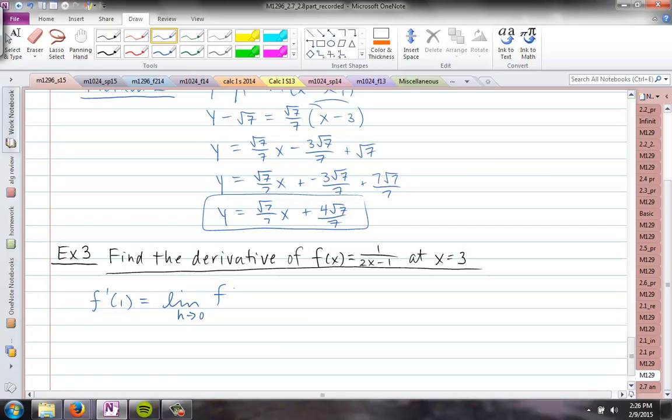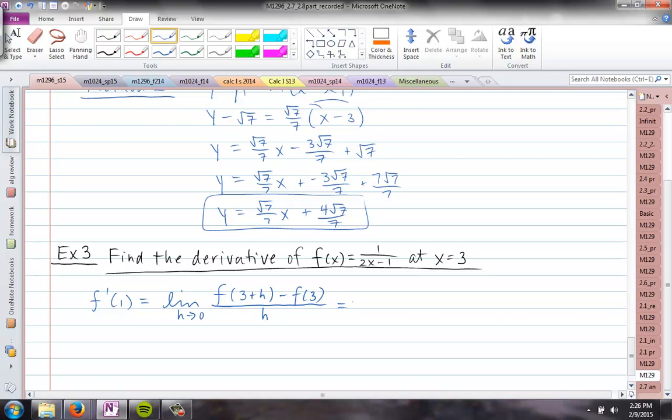Alrighty, so I have f of a plus h, which is f of 3 plus h, since our a is 3 in this problem, minus f of a, which is f of 3, and that's all over h. Now, by the way, you do need to memorize this definition. It's not provided. It's important. You should have the other one memorized too.